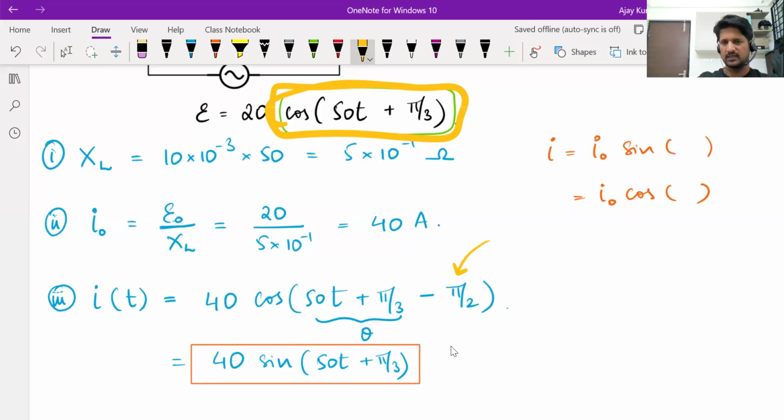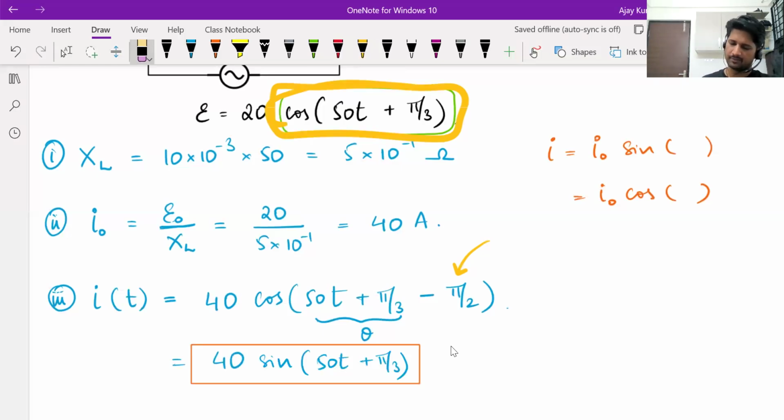If this option is directly given, you will choose that. Suppose options are all in terms of the sine function. Then you'll have to convert this cos function of current to a sine function, which can easily be done. But that comes with practice only. You need to know exactly theta plus pi by 2 becomes what, theta minus pi by 2 becomes what, all those things.